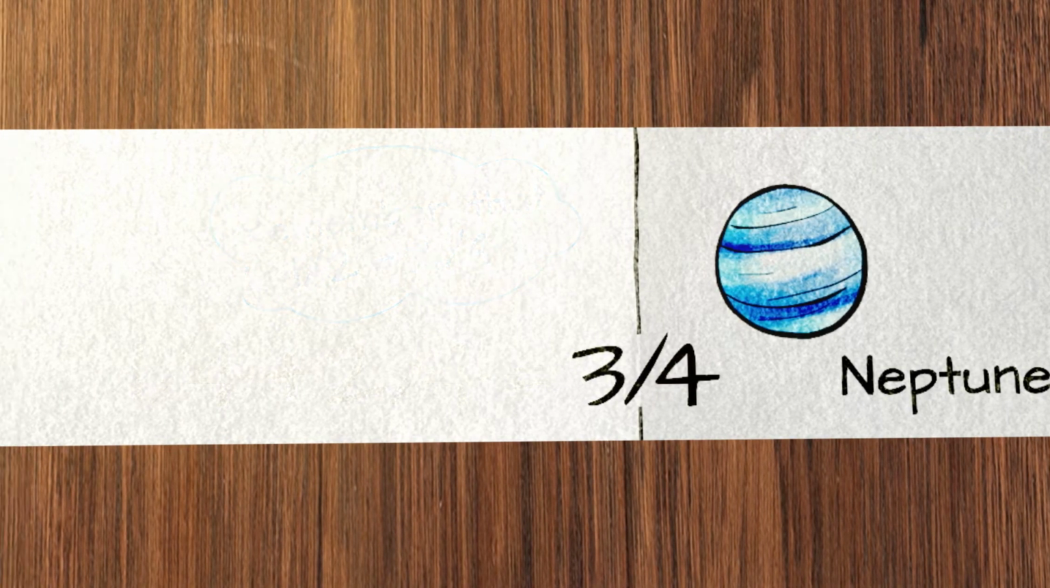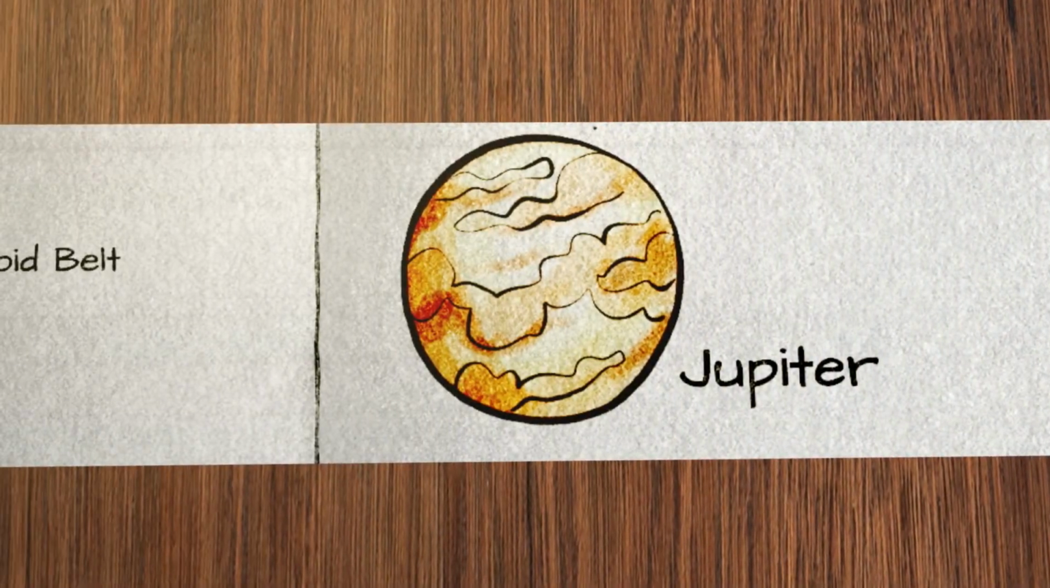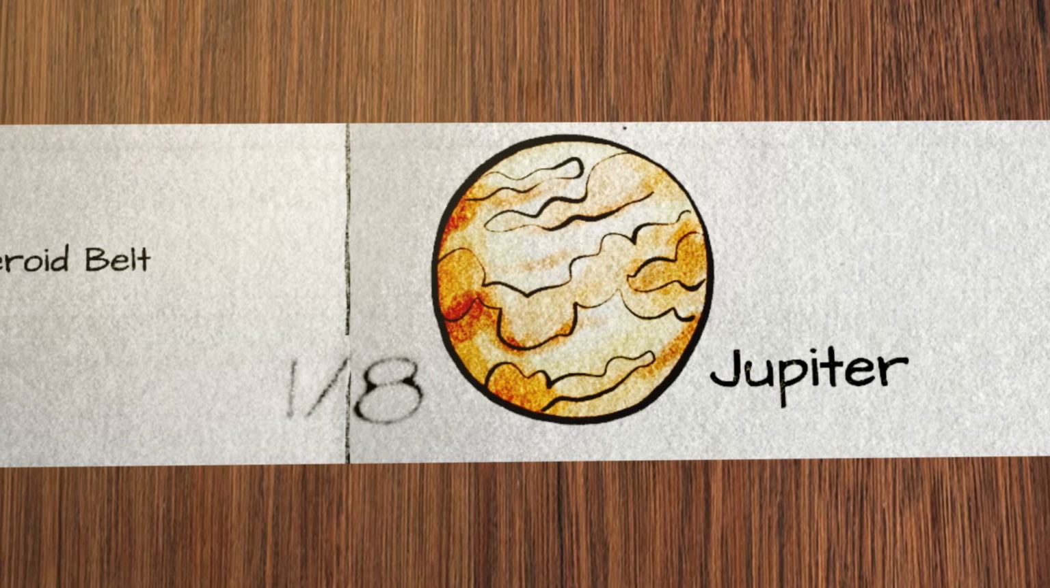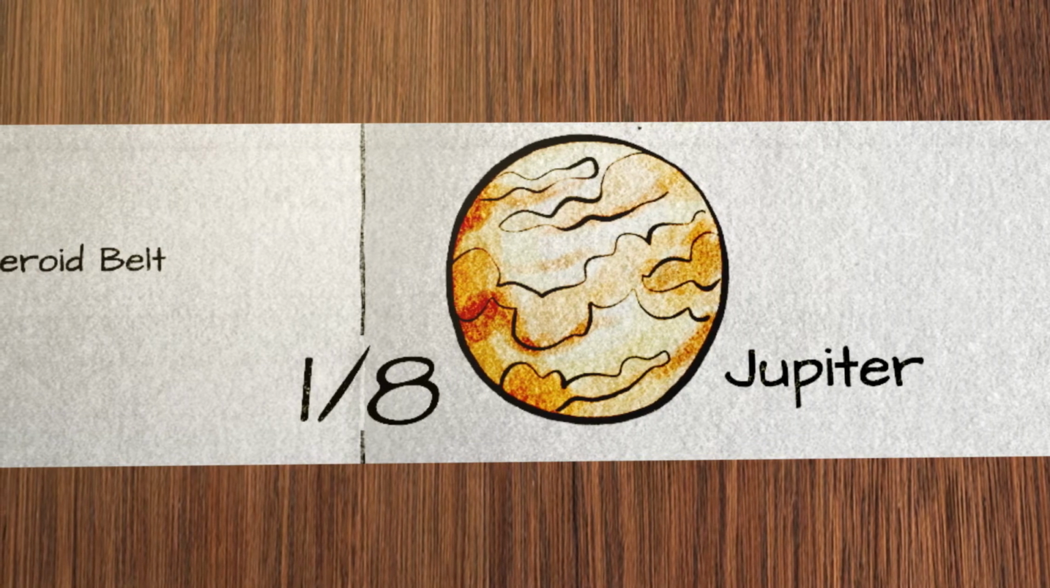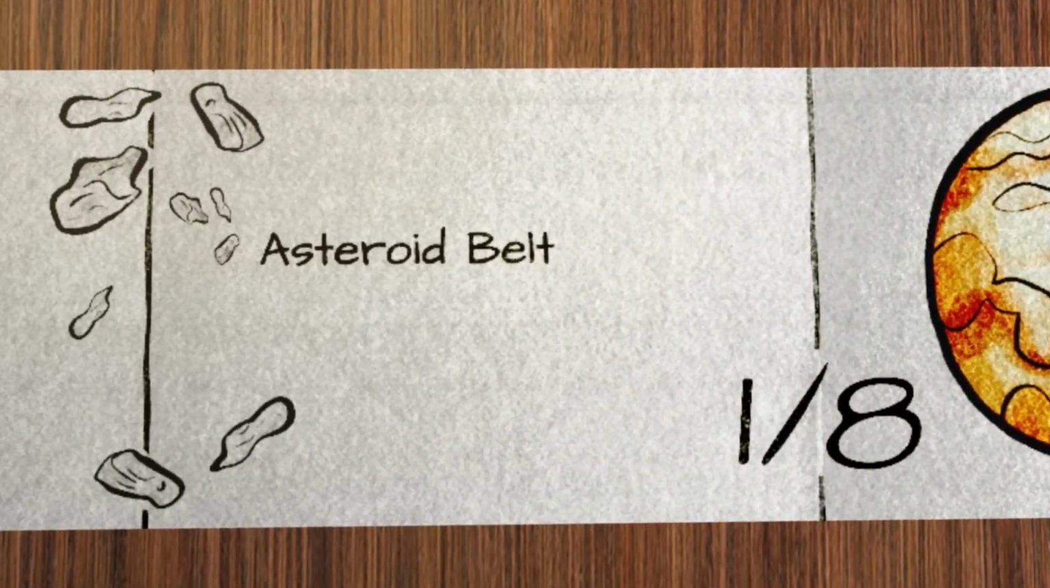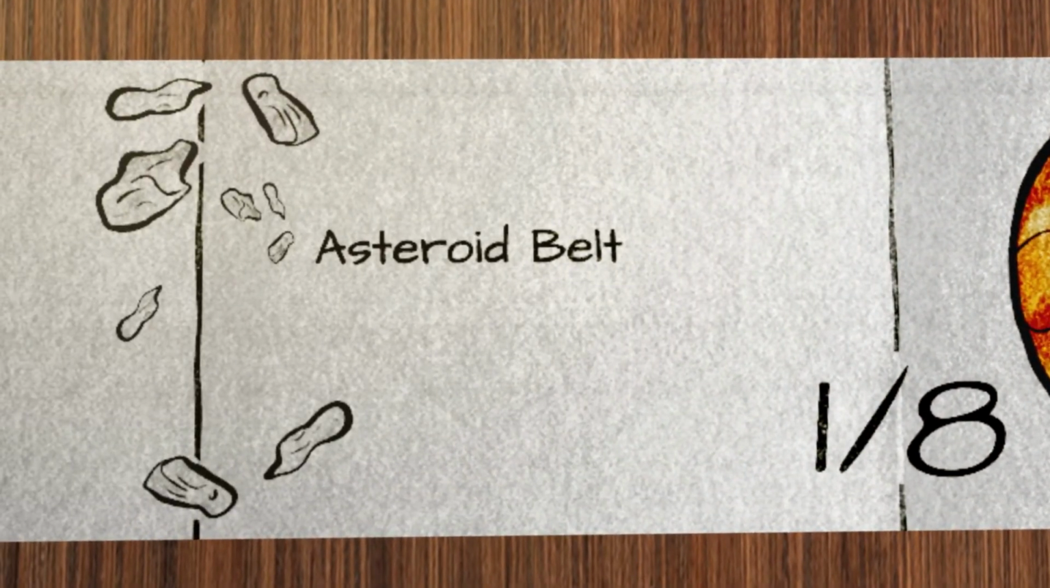Then we fold it in half to find Jupiter, and half of a fourth is 1/8. So our line for Jupiter is 1/8 of our scroll length. Then we fold it in half again for the asteroid belt, and half of 1/8 is 1/16. So our line for the asteroid belt is 1/16 of our scroll length.